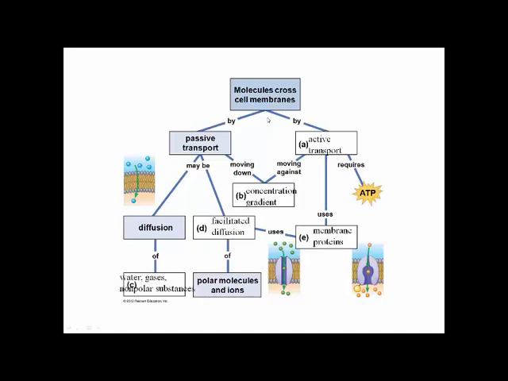Molecules cross cell membranes by either passive transport or active transport. Active transport requires ATP and uses membrane proteins. In active transport, we're moving substances against the concentration gradient, while in passive transport, we're moving substances down the concentration gradient. Passive transport can either be regular simple diffusion or facilitated diffusion, and if it's facilitated, it also uses membrane proteins.